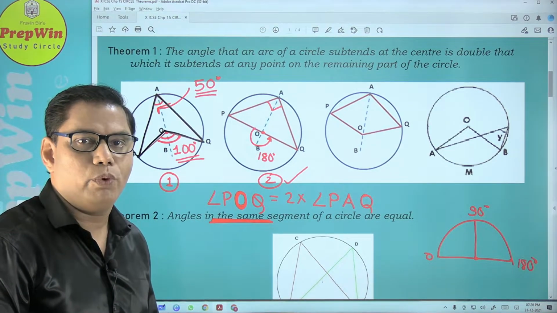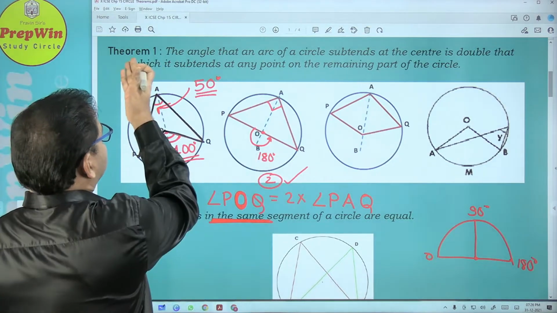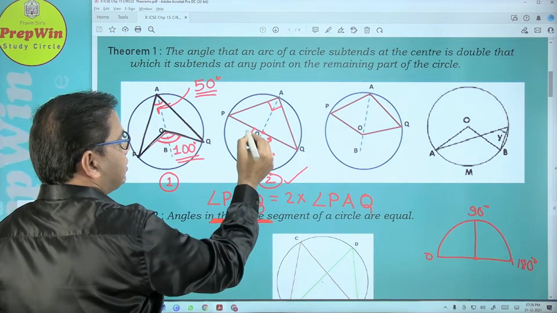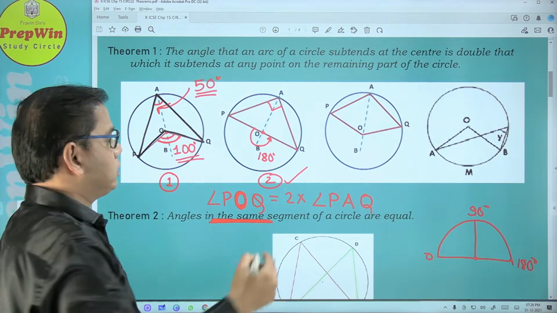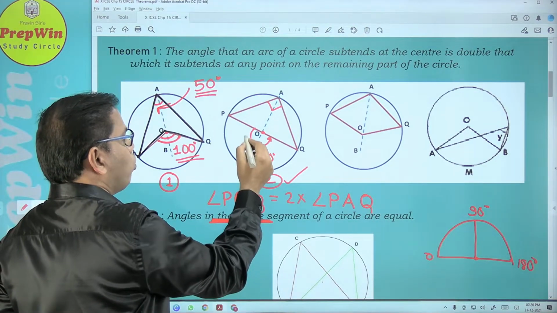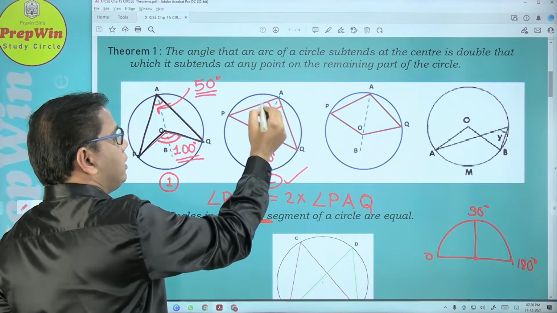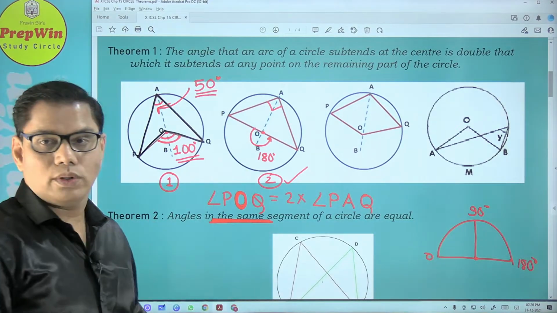If you want to give a proof for that, what is the proof? Theorem number 1: the angle at the center is twice the angle at the circumference. So if the angle at the center is 180 degree, half of 180 is 90 degree. So this situation.